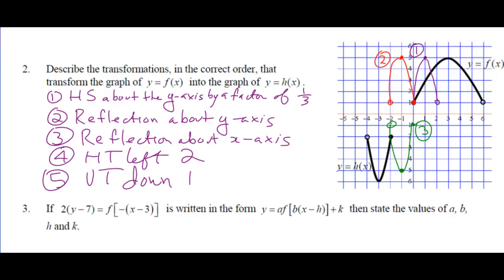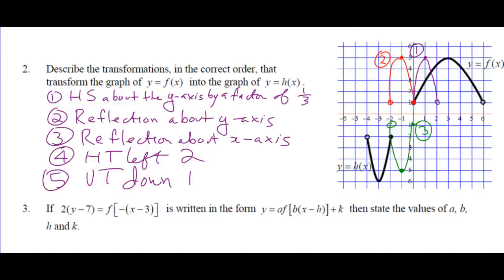The teacher never said give us the equation of that. We could write the equation of that if we wanted to, right? We could start with y equals f of x, and then go y equals f of 3x, and then y equals f of negative 3x, and so on, right? But it didn't ask for that, so we don't need to do that.